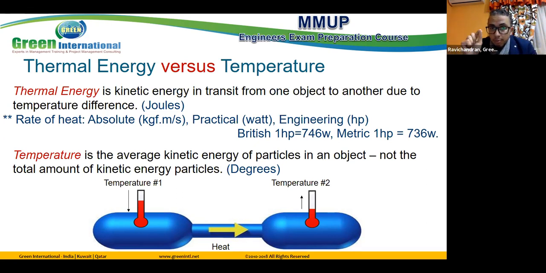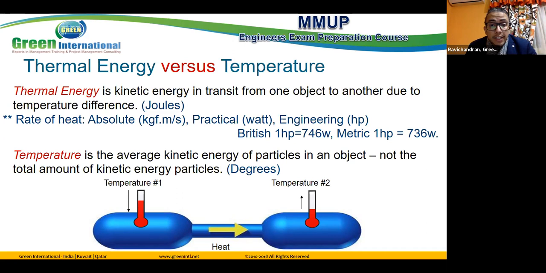Please, a small note, but very important. He asked between these words. Thermal energy is kinetic energy from one object to another due to temperature difference. Thermal, kinetic, due to temperature difference. Three very important words. Why do I focus on these three? Because he may come with a different shape of question, but the answer ends up the same.